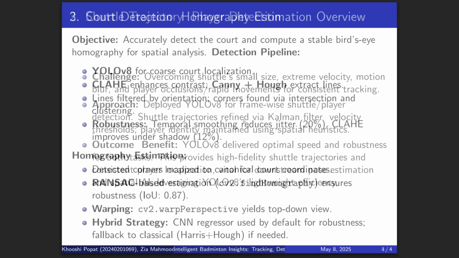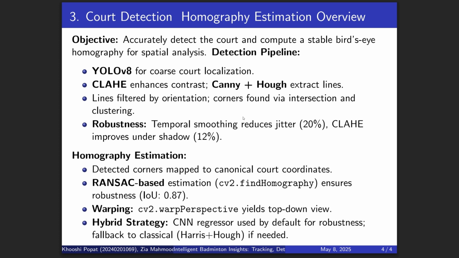And then we went on to court detection and homography estimation overview. As you know, the court layout is crucial for understanding where the players and the shuttle are positioned. We started with YOLO V8 for our court localization. Using YOLO V8, we first detected whether the frame contains a court or not, and then using CLAHE, we enhanced our contrast by handling the lighting changes and all those things.